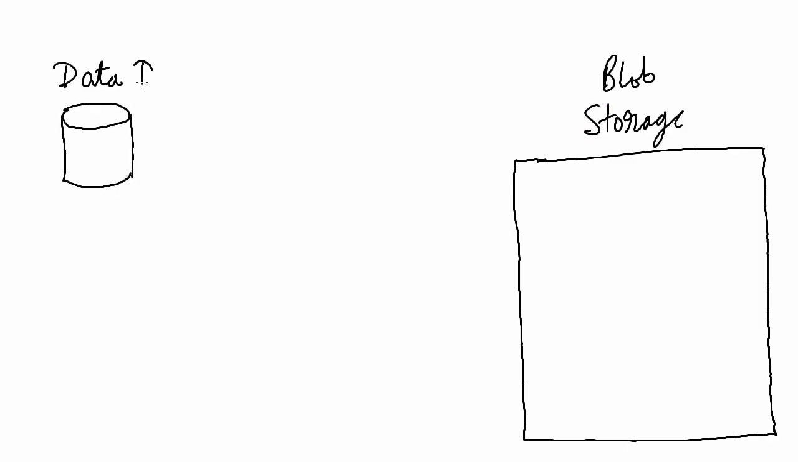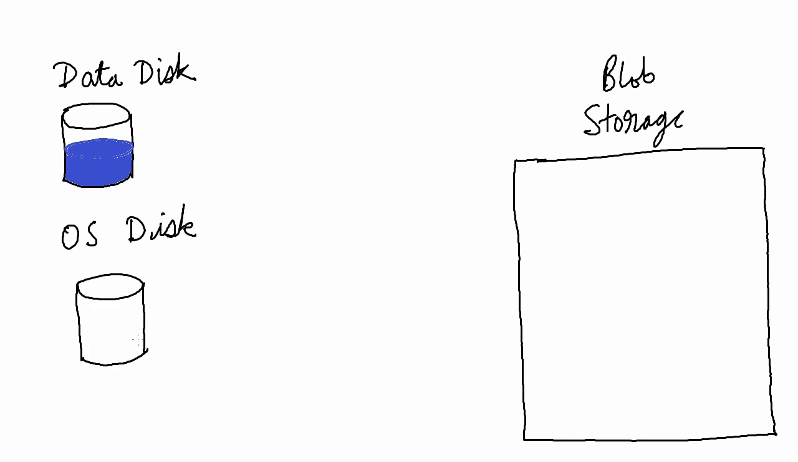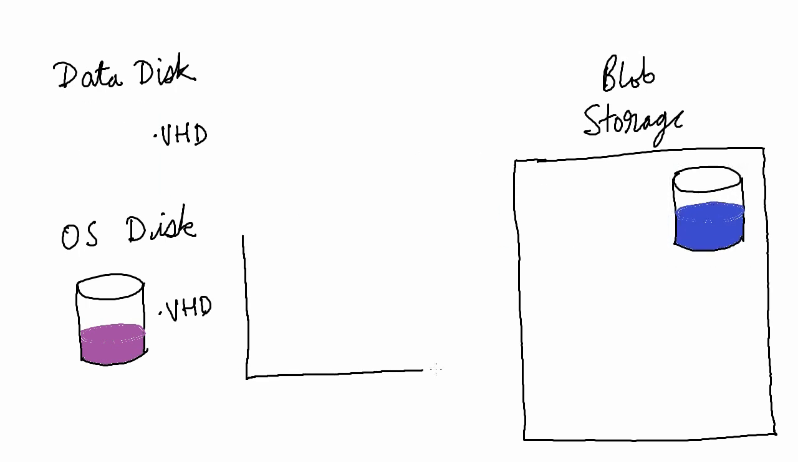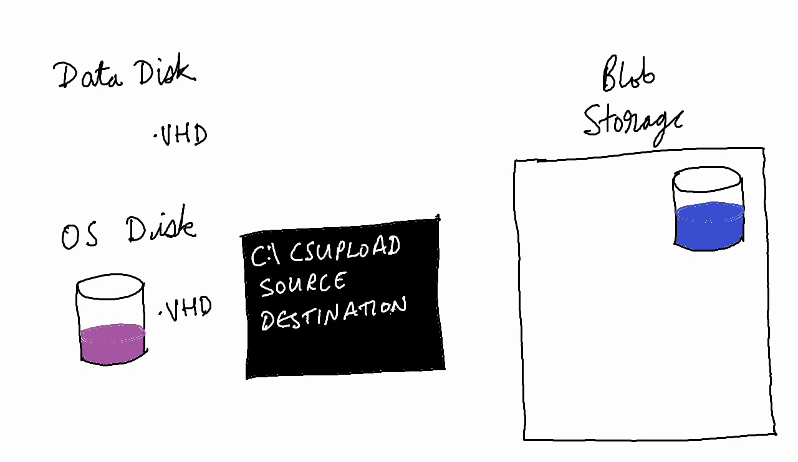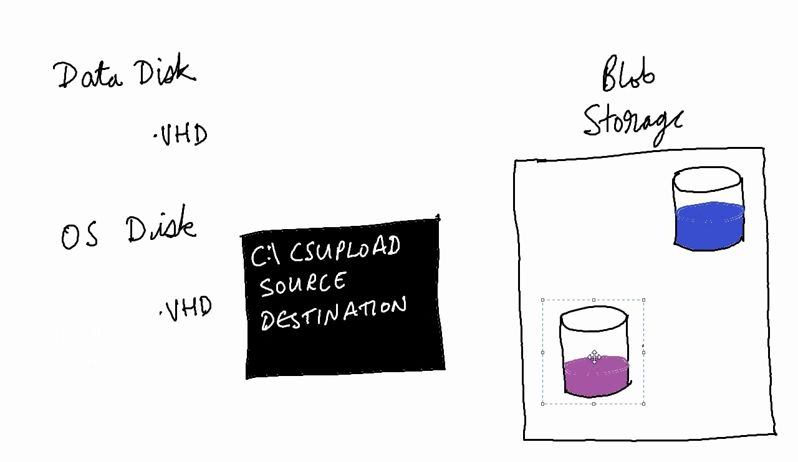Virtual machine disks are persisted across reboots. There are two types of disks: operating system disks and data disks. Moving a data disk is simple. Just copy the VHD file to blob storage. To move an operating system disk, use the CS Upload tool, and this will also prepare the disk for use in Windows Azure.